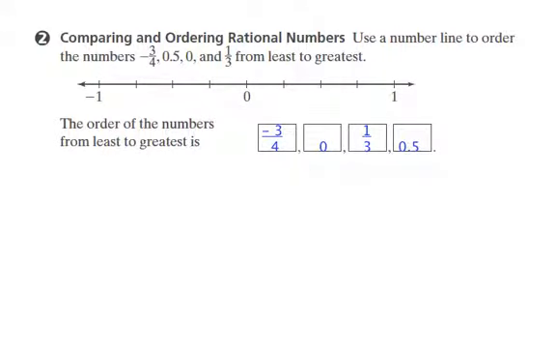Use the number line to order the numbers -3/4, 0.5, 0, and 1/3 from least to greatest. Well, you can take a look at this number line and know that -3/4 is going to be the smallest number out of all of these because it's a negative number. So we start with -3/4. Next on the number line would come 0. Next on the number line would be 1/3 because 1/3 is less than half and 0.5 is half. And finally, it would be 0.5 for the last number.